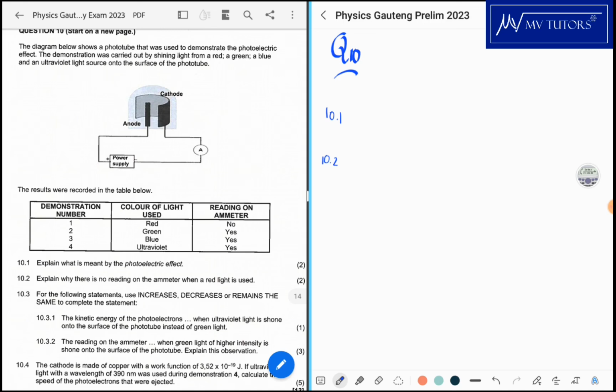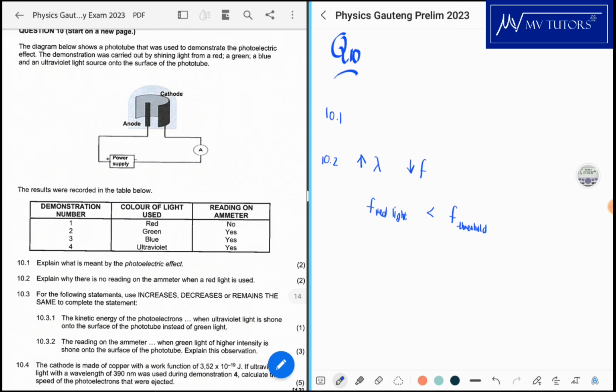Explain why there is no reading on the ammeter when the red light is used. Remember red light has a longer wavelength, but lower frequency. So it could be that the frequency of the red light is less than the threshold frequency. I'm going to write it out: threshold frequency. So it doesn't have enough energy to eject electrons from the metal surface of the phototube.